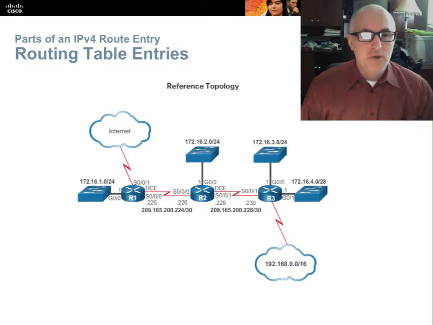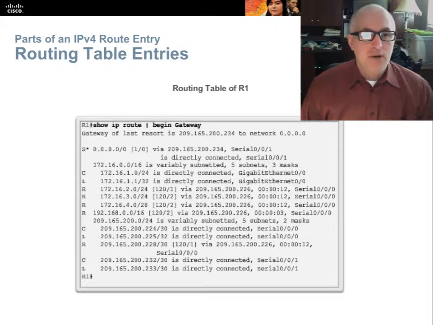And then we have the other two interfaces. And we can see those as the Cs. You can see that we have some C interfaces there on gig 0/0, and we have another one on our S0/0/1. Now, I think we made a mistake here.